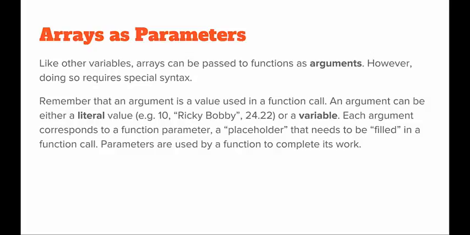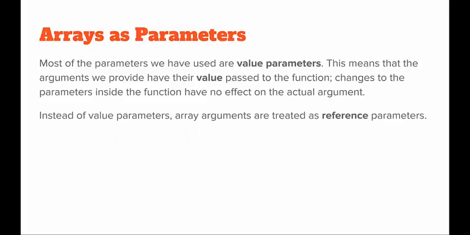Each argument corresponds to a function parameter, which, as we mentioned before, is a placeholder that needs to be filled in when you make a function call. Parameters are used by a function to complete its work. Most of the parameters we have used thus far are value parameters. This means that the arguments we provide have their value passed to the function. Changes to the parameters inside the function have no effect on the actual argument.